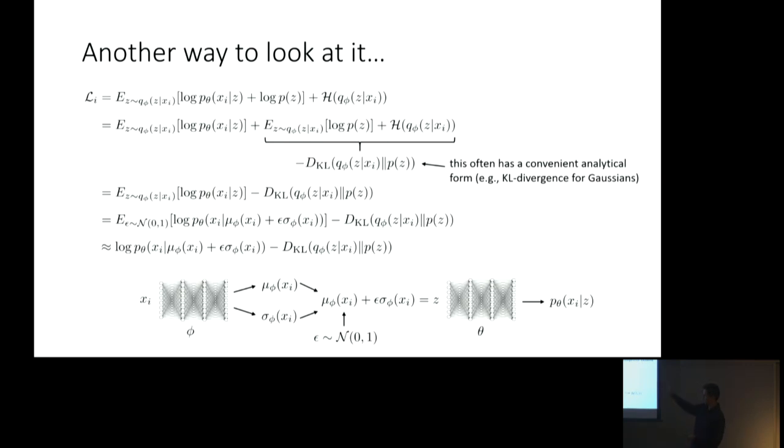Yes, so that'll come on the next slide. This is exactly the form for the variational autoencoder, yes. Any other questions about this derivation?